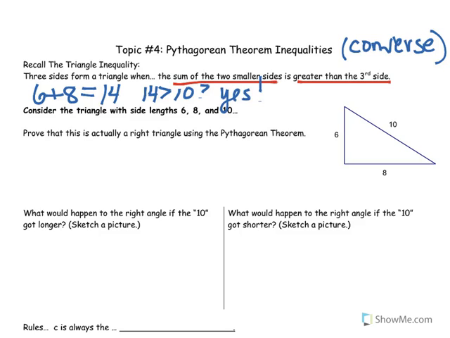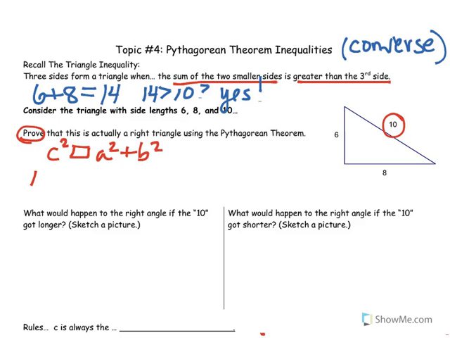Okay? So now that we know this is a triangle, we're going to actually prove it's a right triangle by showing that the Pythagorean theorem works. So I'm going to take c squared and see how it compares to a squared plus b squared and show that they're going to be equal, just like the Pythagorean theorem says. So I know that c here is going to have to be 10 because that's going to be the biggest side. So I'm going to plug that in for c.